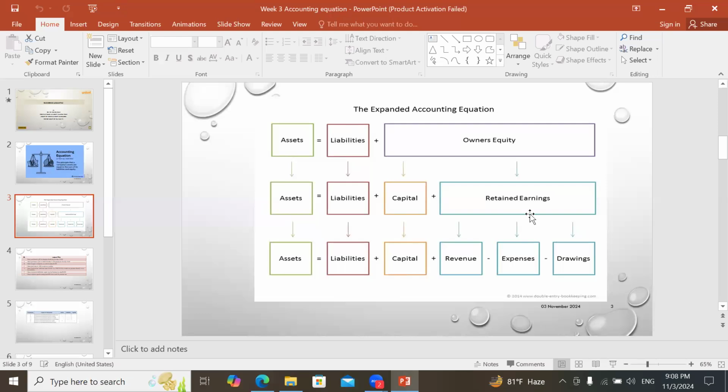It impacts three types of items. Revenue: if revenue, then retained earnings plus. Expense: minus. And any drawings, withdrawals: minus. So keep it in mind. Under retained earnings there are three items that impact it: if revenue comes, plus; expense and drawing, minus. This is the equation formula.